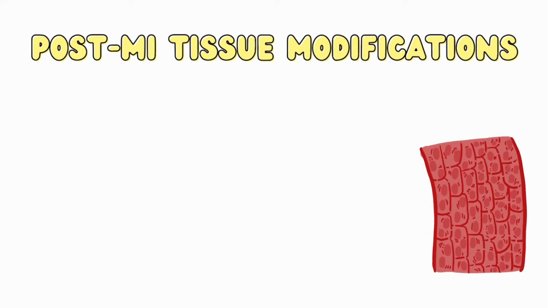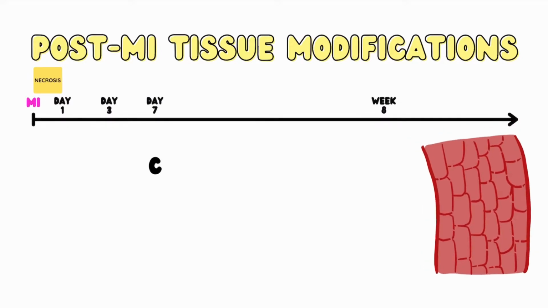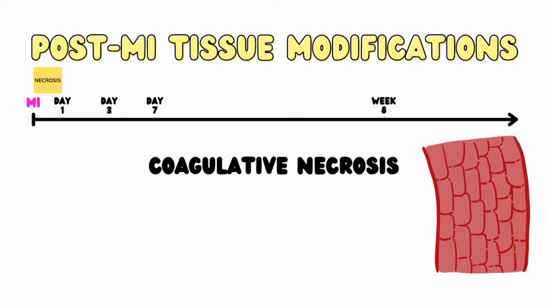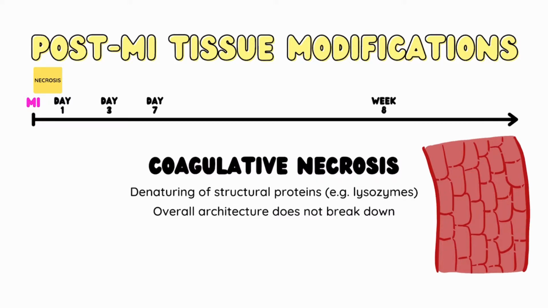First, let's start with a healthy myocardium just before an MI. Here's a picture. On day 1 following the MI, the myocardium undergoes coagulative necrosis. During coagulative necrosis, the infarct to the myocardium leads to the denaturing of structural proteins, like lysosomal enzymes. Without these lysosomes present, the overall architecture of the myocardium does not break down. It is preserved in a, quote, coagulated morphology.